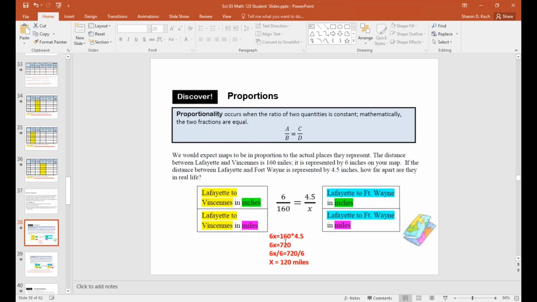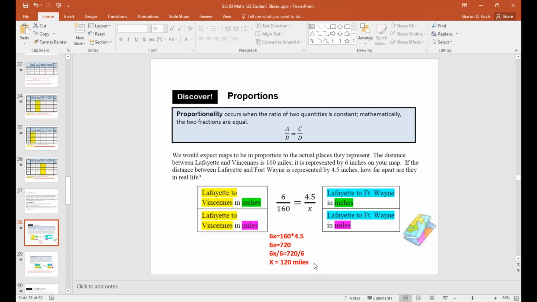Now I need to get x by itself. So to get x by itself, I need to undo this multiplication by dividing with the number 6. And since this is an equal sign, it's saying that one side is equal to the other. So whatever I do to one side, I have to be fair and equal and do it to the other side too. So I divide both sides by 6. And in this case, the 6's cancel out on the left-hand side. And I wind up with x is equal to 120 miles.